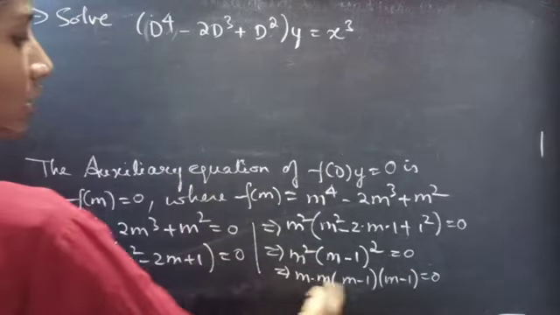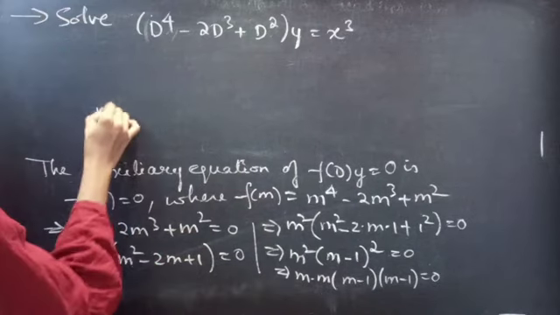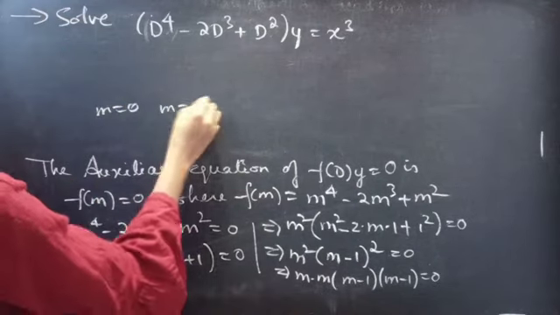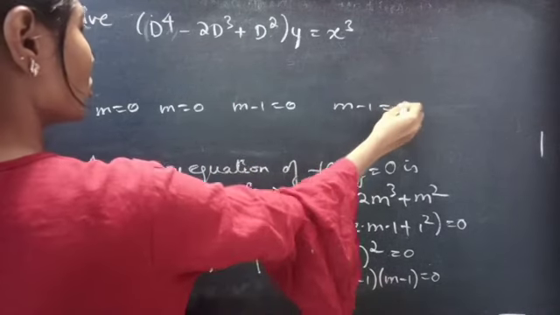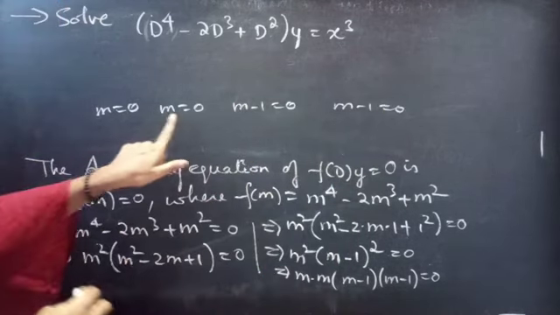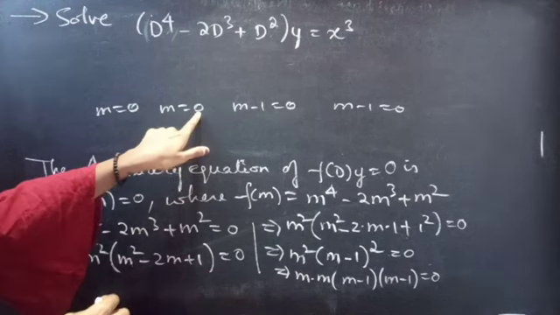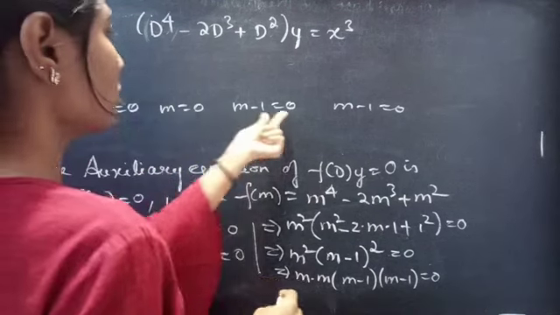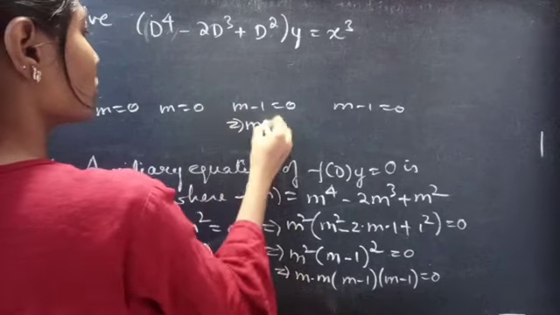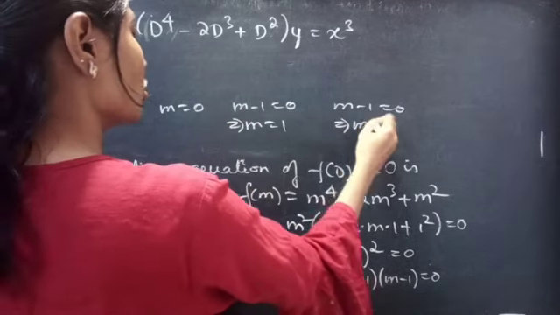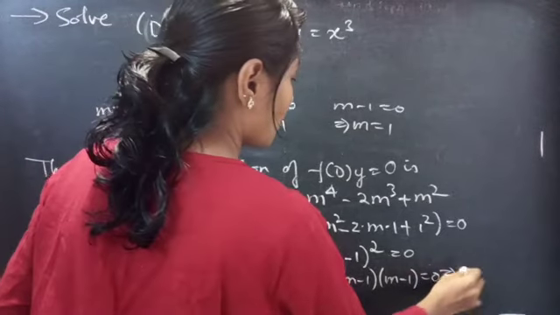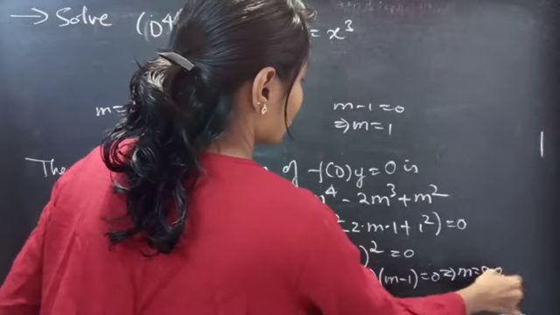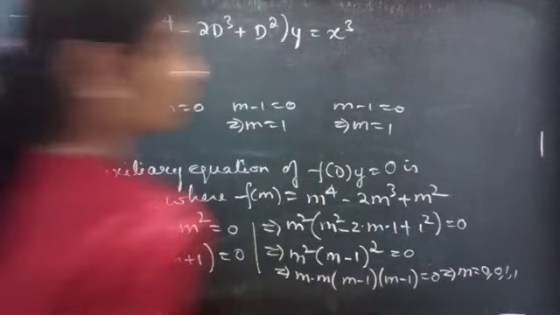Now equate each factor to 0. Then you'll get m = 0, m = 0, m - 1 = 0, m - 1 = 0. Right? Already you're having m = 0, m = 0, so 0, 0 are the roots. And from m - 1 = 0, you'll get m = 1. And from this also you'll get m = 1. So from this you'll get m = 0, 0, 1, 1, which are the roots of our auxiliary equation.